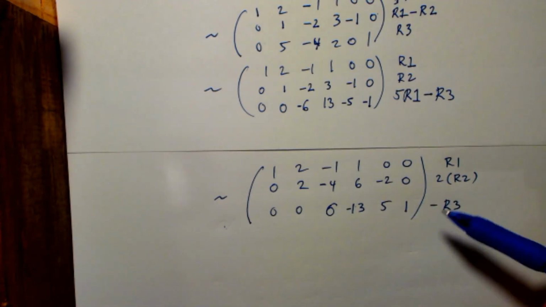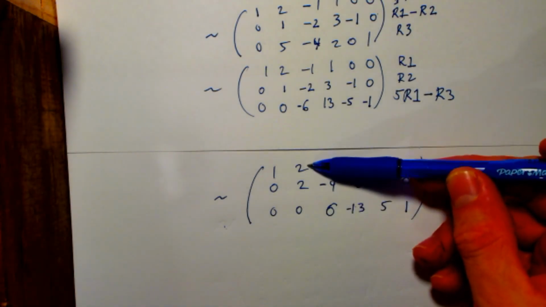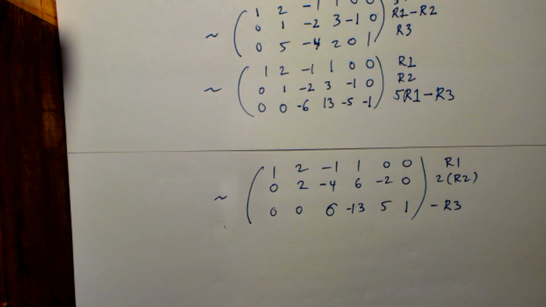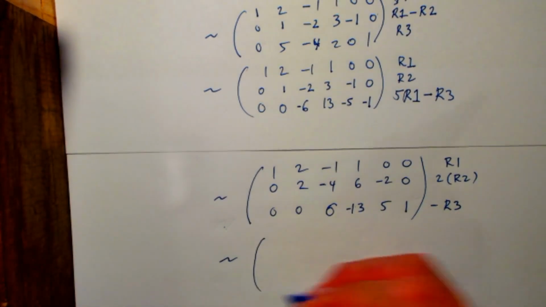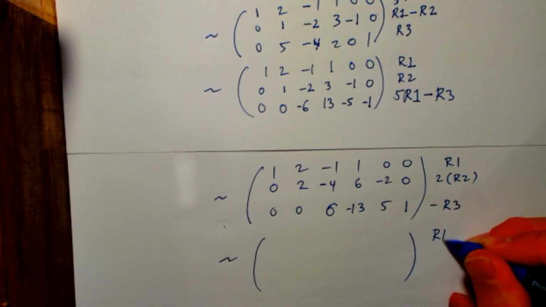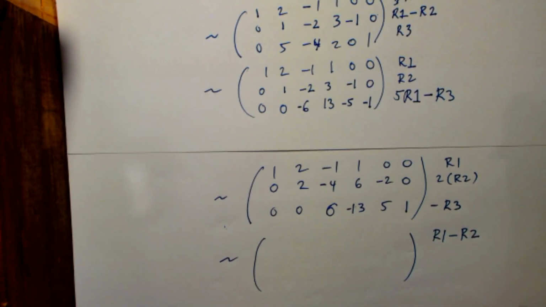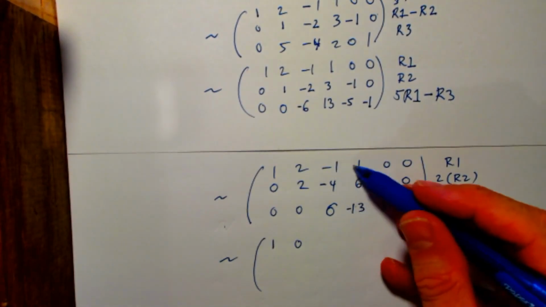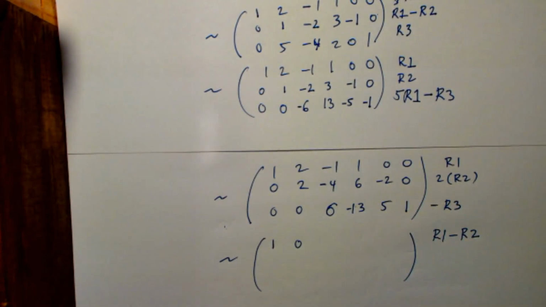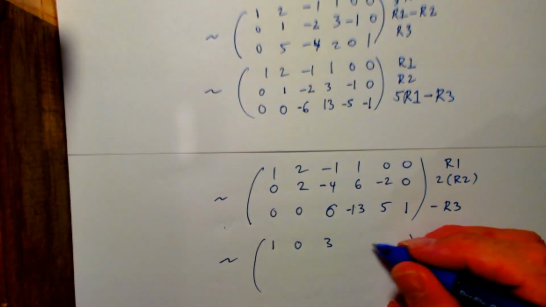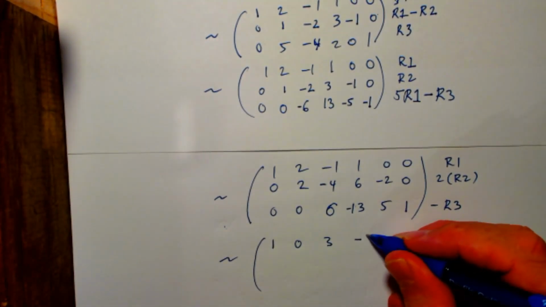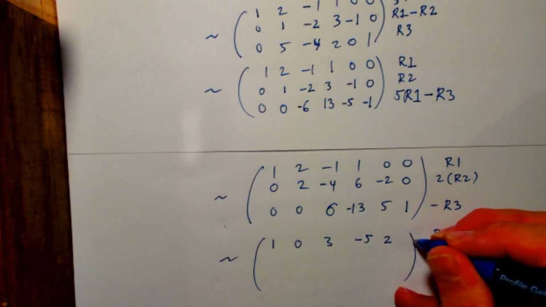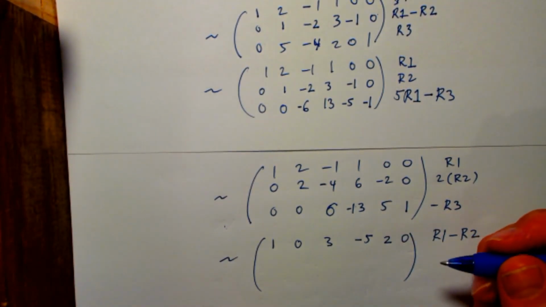Okay, so now that we have a 2 there and a 2 there, we can take the difference. In other words, we can replace row 1 with row 1 minus row 2. And so we'll have 1, 0, minus 1, minus 4 is 4, minus 1 is 3, 1 minus 6 is minus 5, 0 minus 2 is 2, and 0 minus 0 is 0.